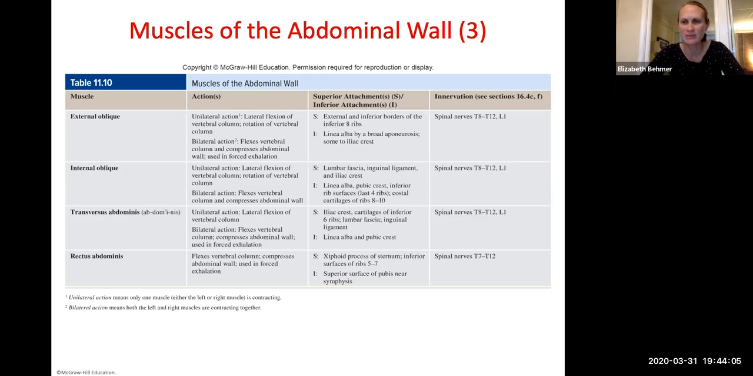So questions about your abdominal muscles? It's just so hard to do when we're not in class. I don't have more models in front of me.